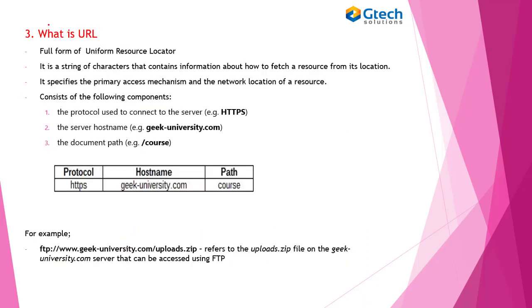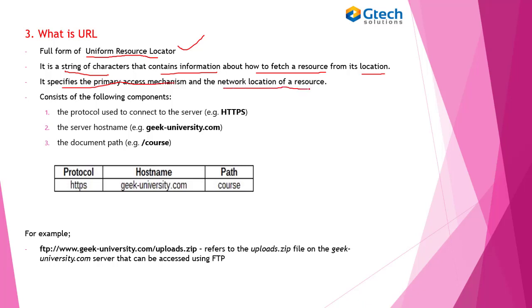What is a URL? Uniform Resource Locator. This is a string of characters that contains information about how to fetch a resource from its location. So it specifies the primary access mechanism and the network location of the resource, like what I've just said in the case of Google.